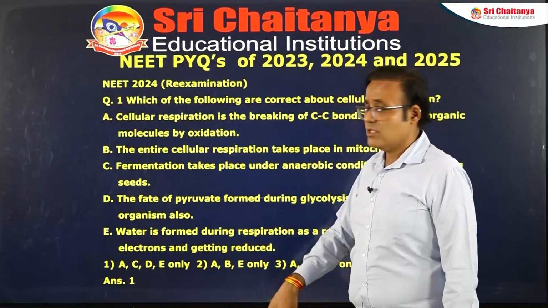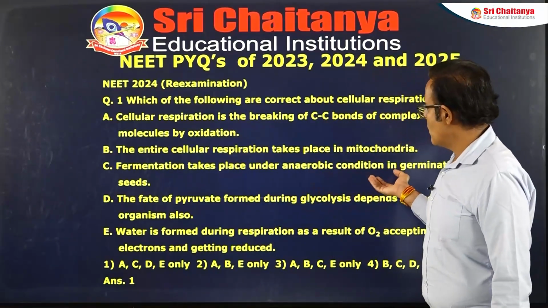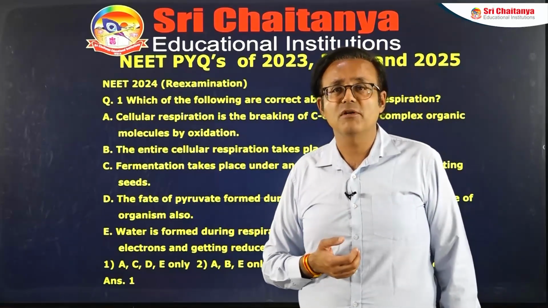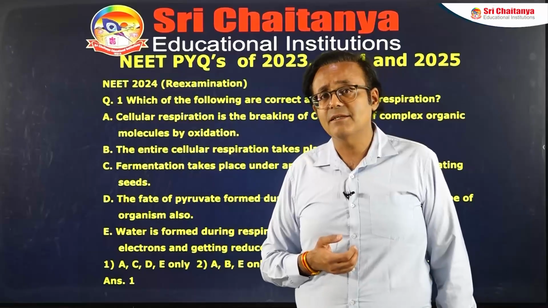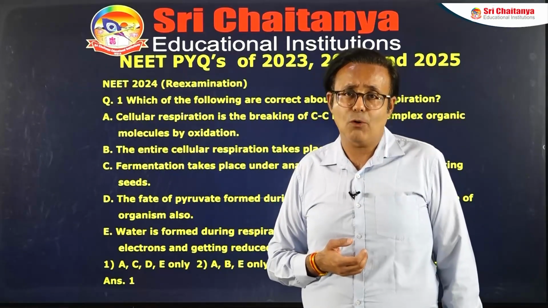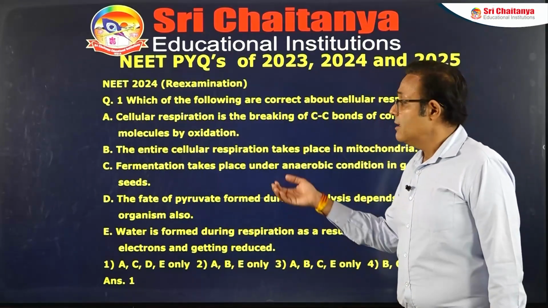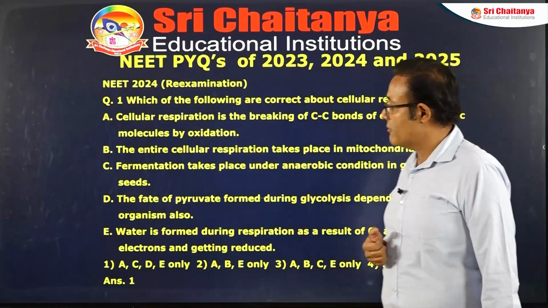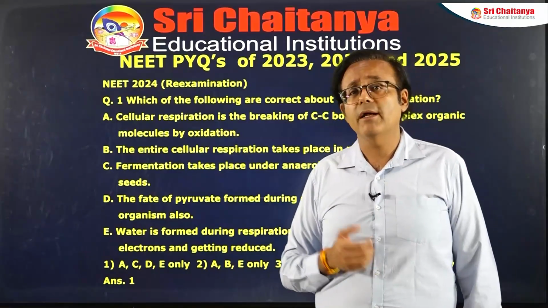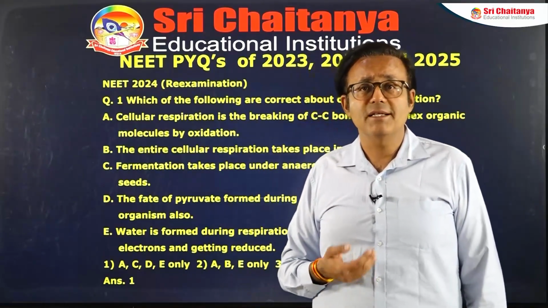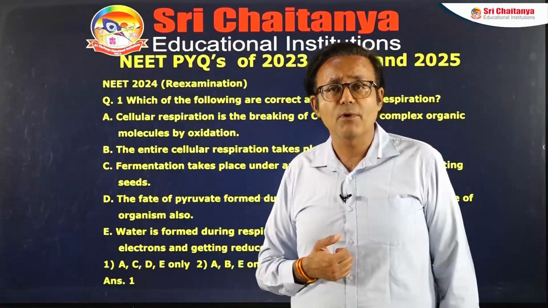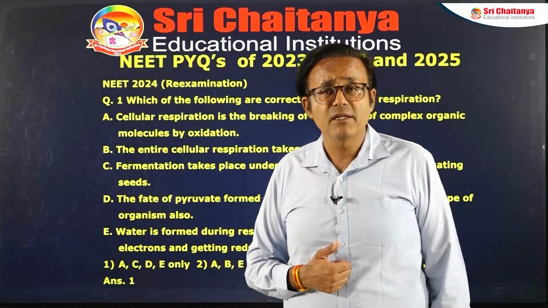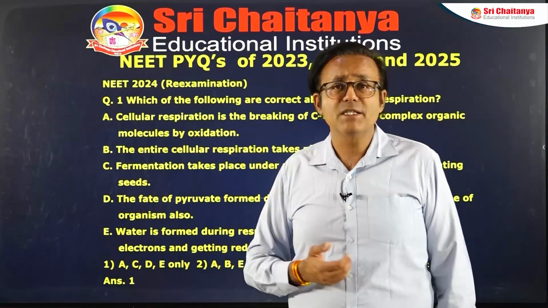Okay, so see the third option then: fermentation takes place under anaerobic condition in germinating seeds. Yes, it is true. You know that at the time of germination, there is generally a scarcity of oxygen and initially the respiration is an anaerobic one. Look at the D option: the fate of pyruvate formed during glycolysis depends on the type of organism also. Yes, it is true. You know that once pyruvic acid is produced as an end product of glycolysis, where it goes and which compound it is going to convert into depends upon the nature and type of organism and the presence and absence of oxygen.